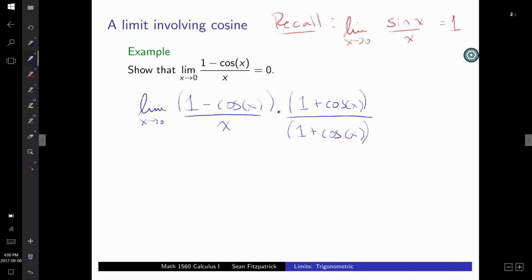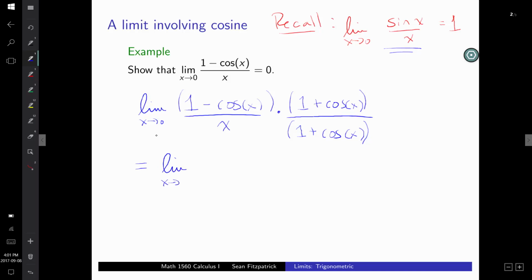One of the tricks that you can often do when you're stuck in an expression involving trig functions is, well, you've got 1 minus cos. You don't know what to do with 1 minus cos, but you do know what to do with 1 minus cos squared, because we know that 1 minus cos squared x is sine squared x. And if we get things involving sine, that's good, because we know a limit involving sine. So why am I multiplying by 1 plus cos? Well, if I multiply by 1 plus cos, I get a difference of squares. 1 minus cos x times 1 plus cos x. That's going to give me exactly what I want.